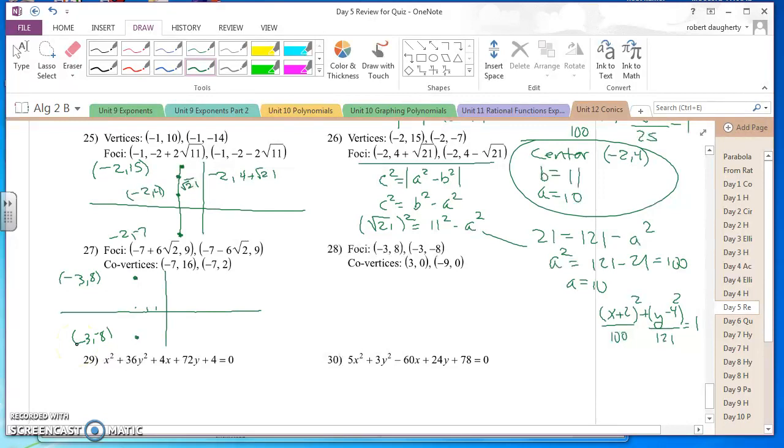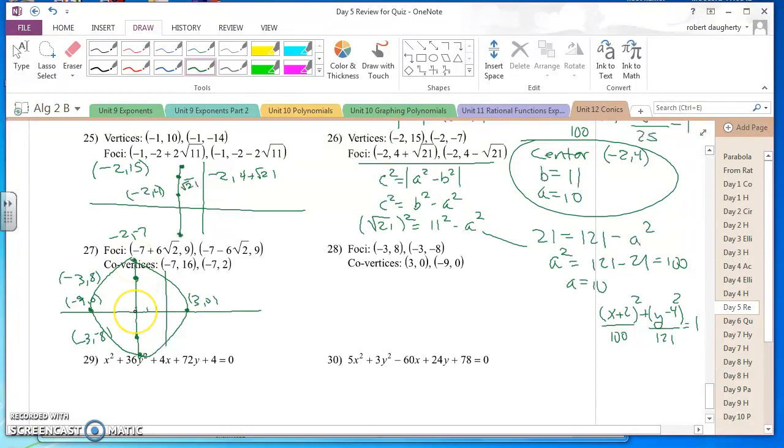They're vertically aligned, so that tells me this is a vertical ellipse. The co-vertices are at (3, 0) and (−9, 0), so somewhere over here. On your quiz, you're going to have graph paper that will let you do this better to scale. I still don't know the vertices. I know that this was a foci right here.